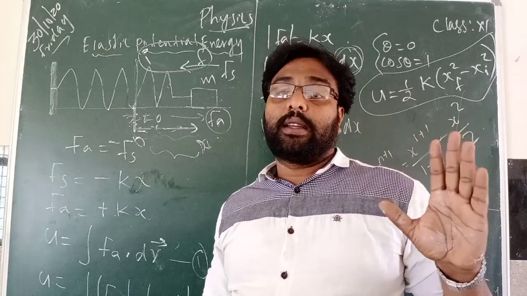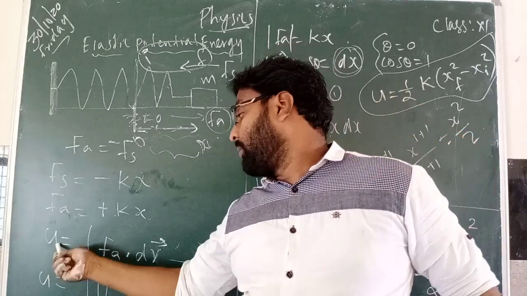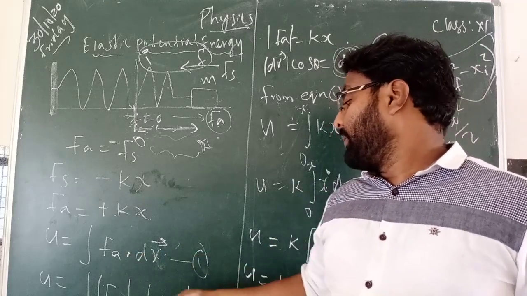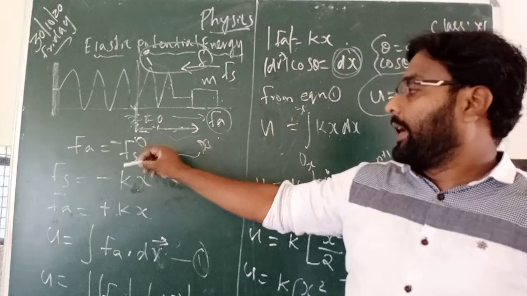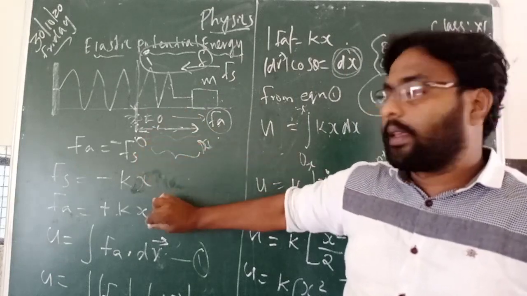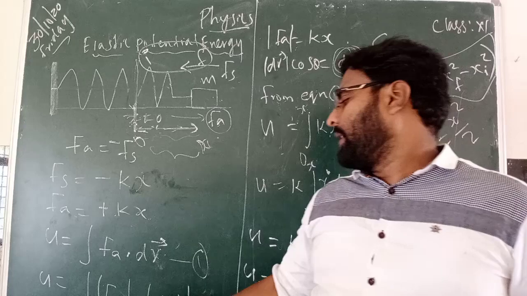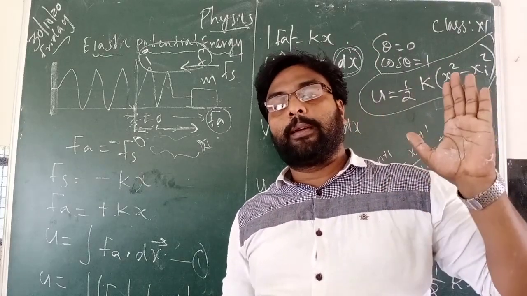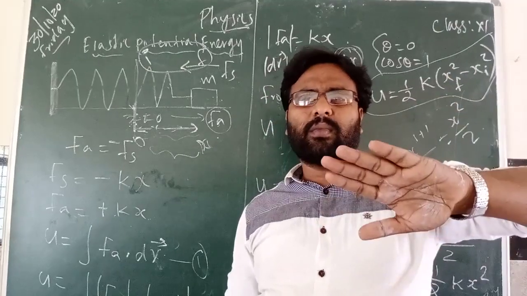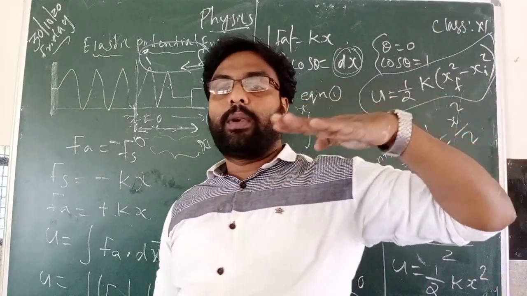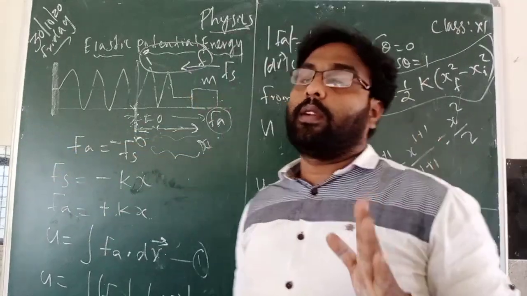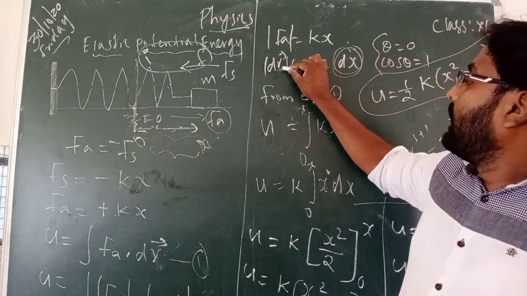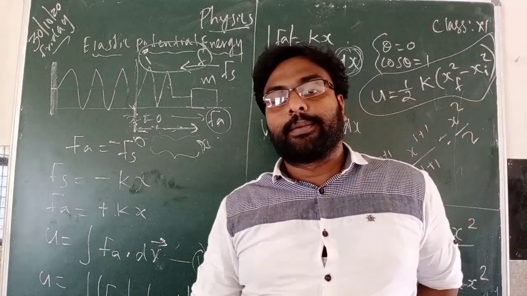Now elastic potential energy you can find from the potential energy formula, U is equal to the integral of F dot dr. Here Fa means kx, and for the dr vector we can use dr cos theta. Here theta is 0, because the displacement and applied force are in the same direction. So we use theta 0, and dr we can write as dx.